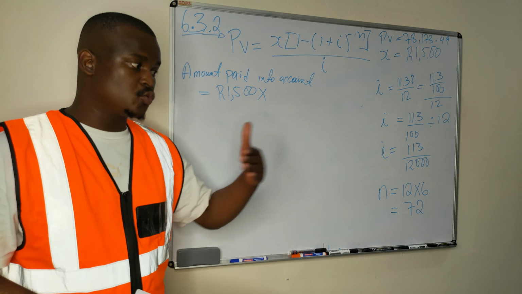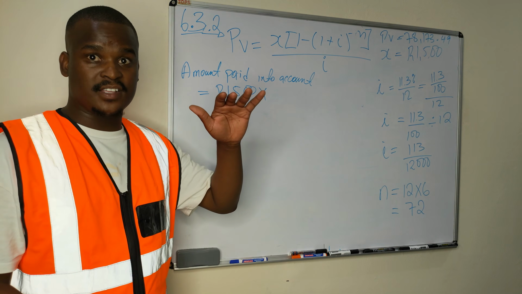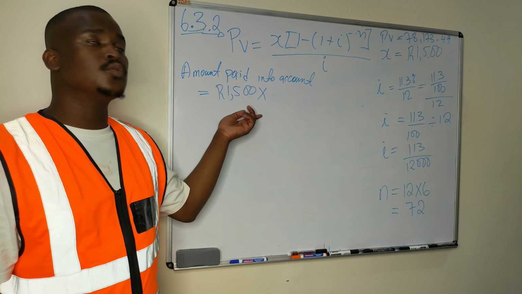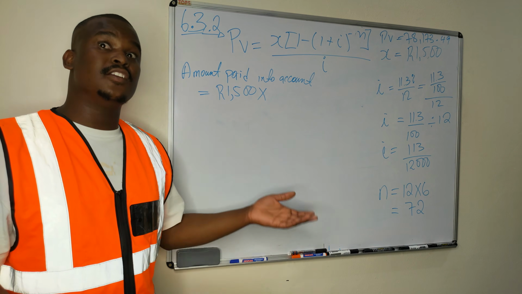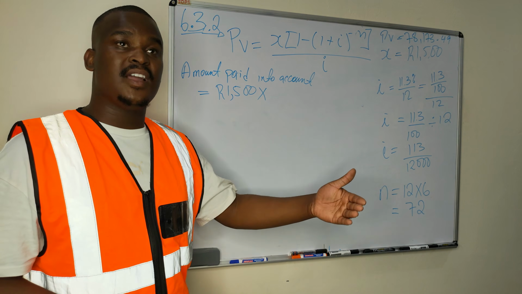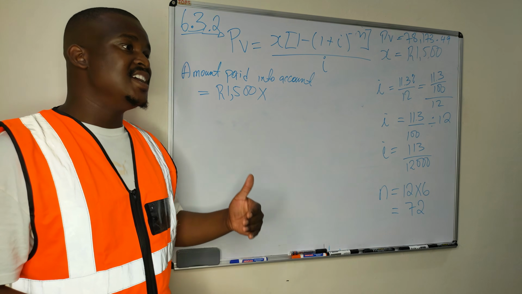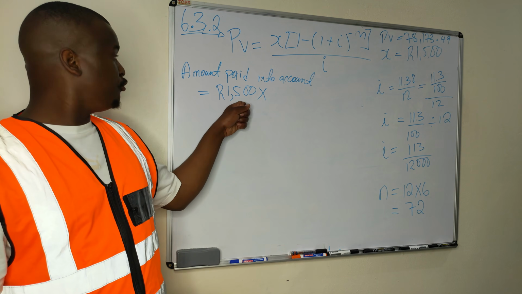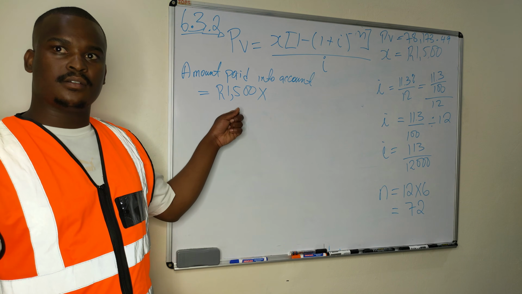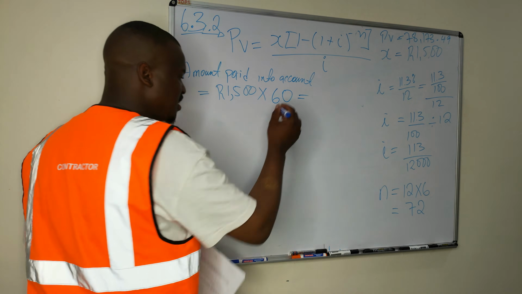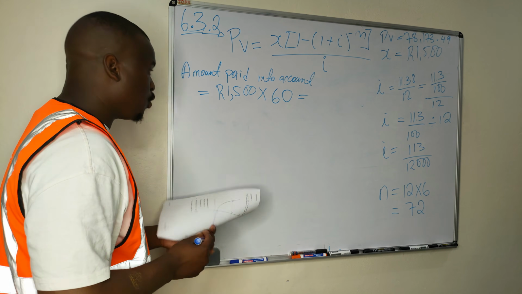So each year he was making 12 payments, right, for 5 years. That means Mpho made a total of 60 payments into this account at the end of 5 years, right? So at the end of year number 5, he made a total of 60 payments. So he made 60 of these 1,500. So he made 60 of these. That means how much did he pay into the account? Then I'm going to calculate that.